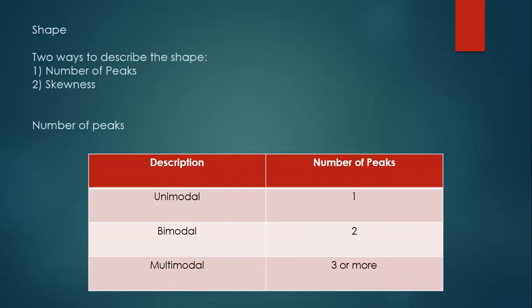So the shape. First thing we deal with is the S. There are two ways to describe the shape. We have one, the number of peaks, and two, the skewness. So the number of peaks.